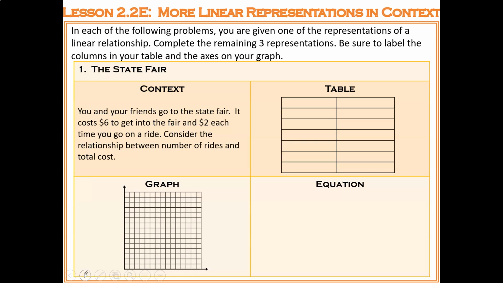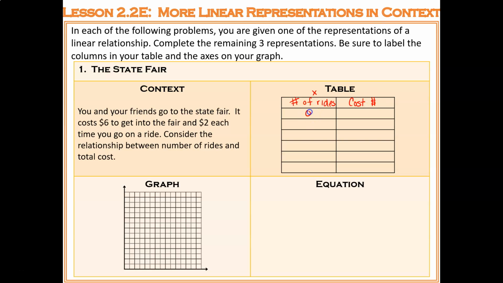So this first one talks about a state fair. It says you and your friends go to the state fair. It costs $6 to get into the fair, and then $2 each time you go on a ride. Consider the relationship between the number of rides and the total cost. So let's fill in the table. The X is going to be the number of rides, and this is going to be the total cost.